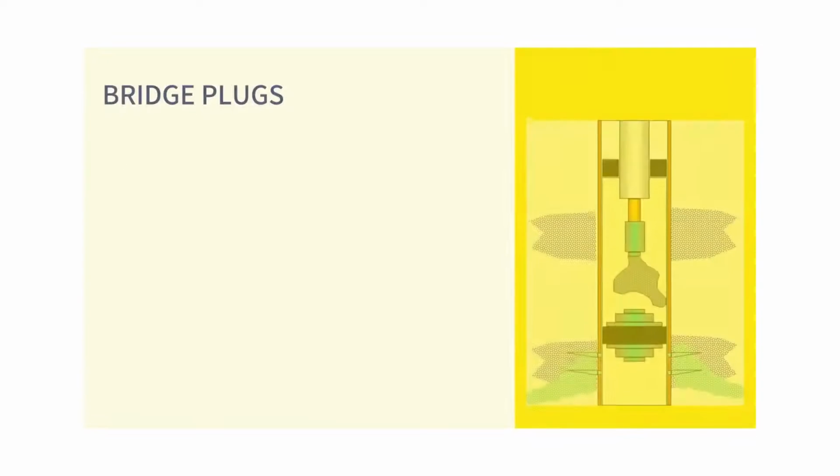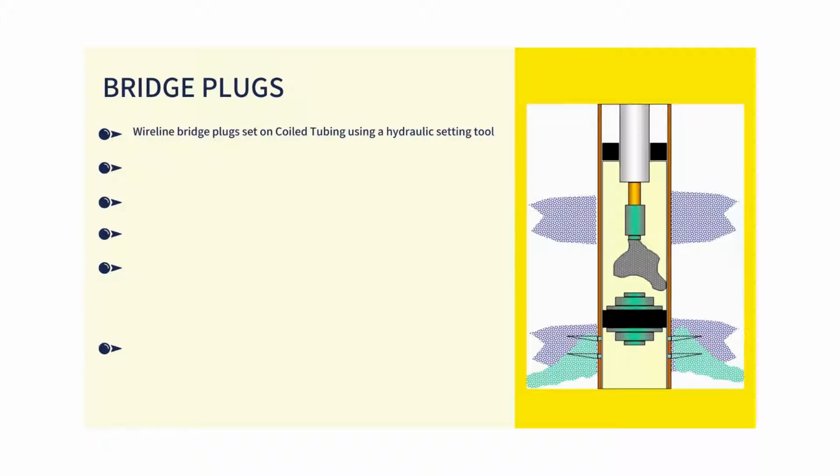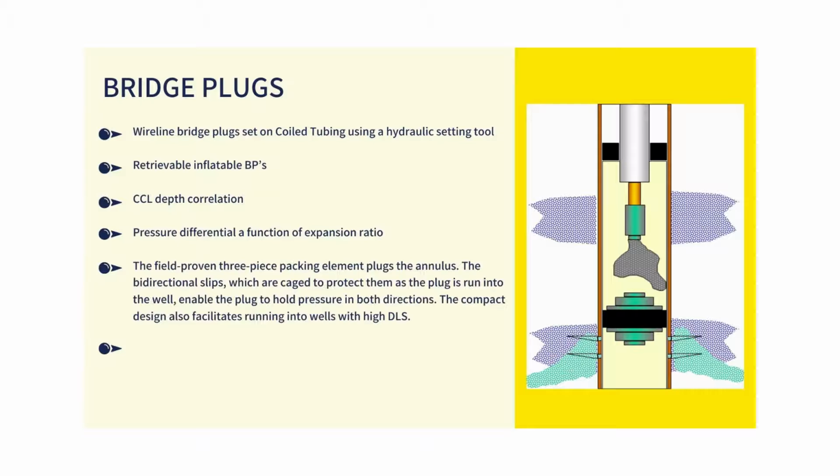Bridge plugs. Wireline bridge plugs set on coiled tubing using a hydraulic setting tool. Retrievable inflatable BPs. CCL depth correlation. Pressure differential, a function of expansion ratio. The field-proven 3-piece packing element plugs the annulus.